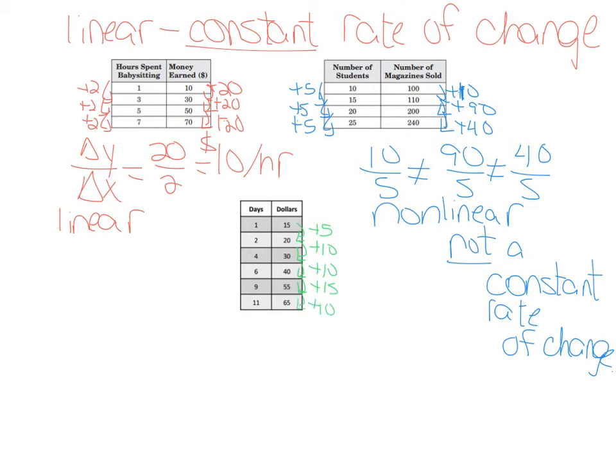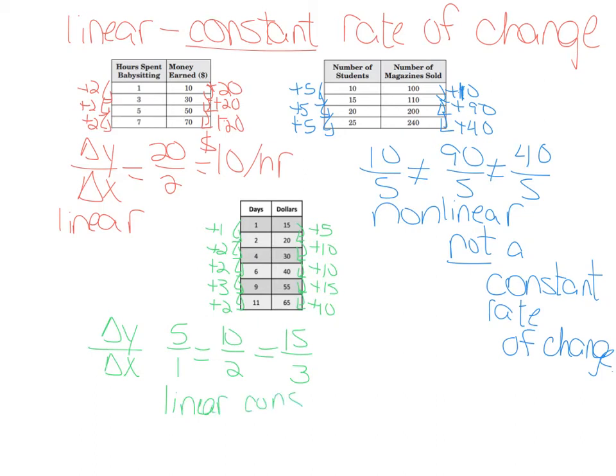Now, just because these are different, you cannot say this is nonlinear. You have to check your change in X's. So I have plus 1, plus 2, plus 2, plus 3, plus 2. Now, check all your change in Y's over your change in X's. I've got 5 over 1, 10 over 2, another 10 over 2, 15 over 3, and another 10 over 2. Are those all the same thing? Yes, those are all equal to 5. So this is linear because there's a constant rate of change.